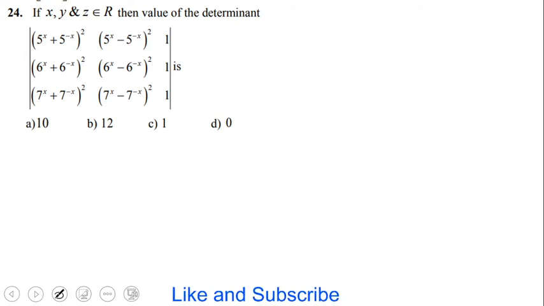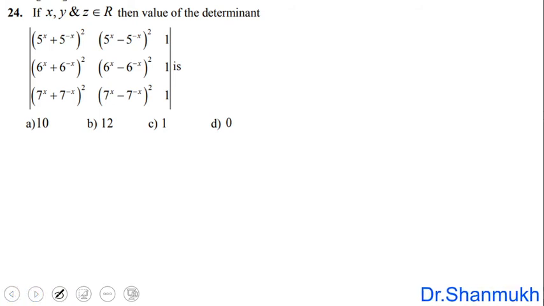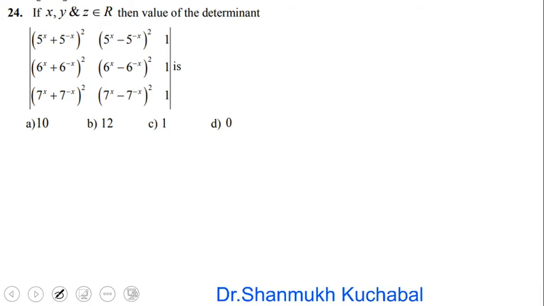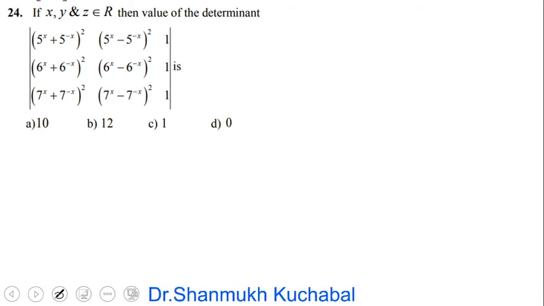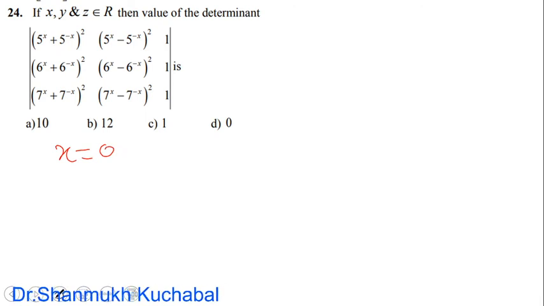The question is, if x, y and z belong to the set of reals, then we have to calculate the value of a determinant here. Here also I am going to use a shortcut trick, because the usual method will be very lengthy. For our convenience, we can take x as any value. I am taking a simple value, x equal to 0.